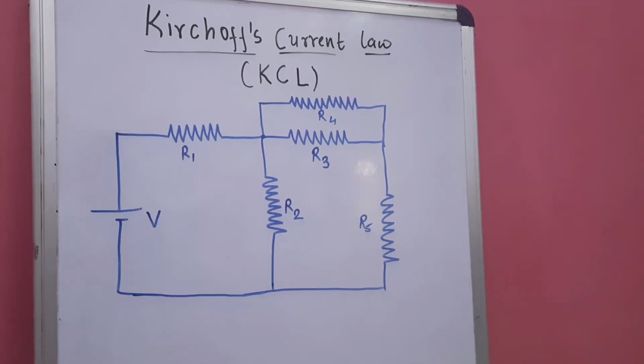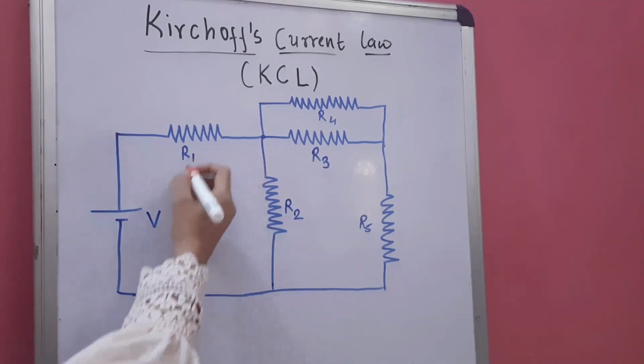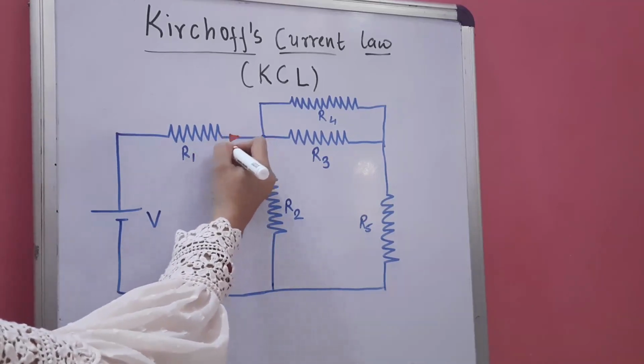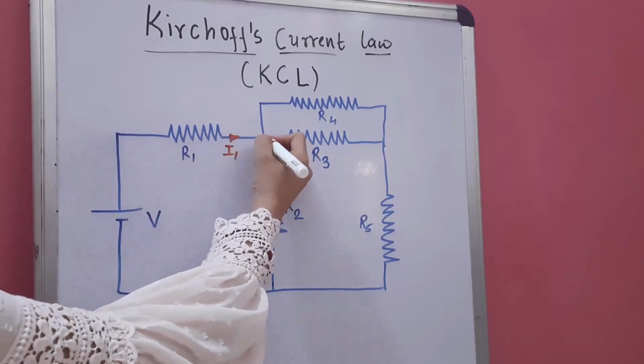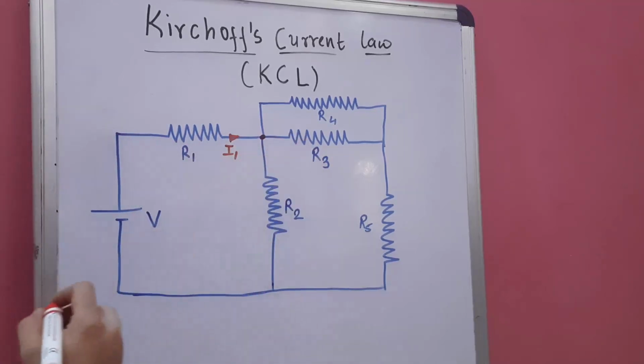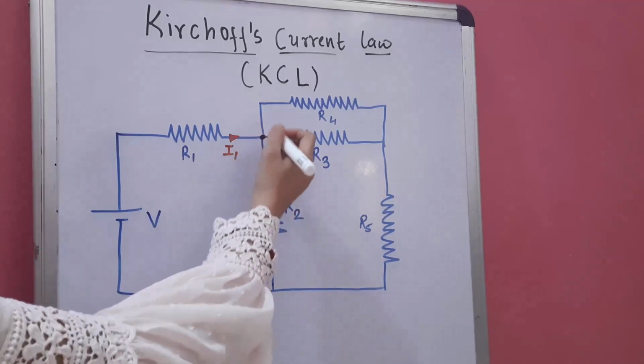Now what is the meaning of algebraic sum? Algebraic sum means you have to take direction-wise addition. So here there is one network. Here we can say that current I1 is going like this, left to right. Here we have a junction or meeting point.